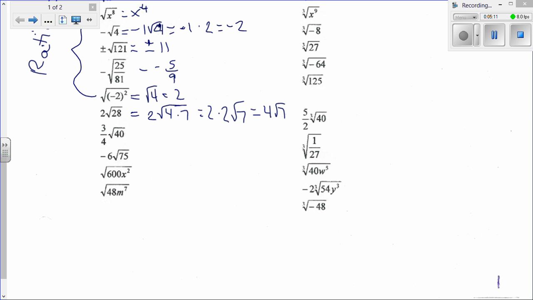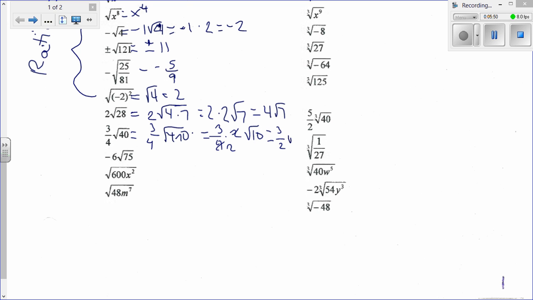For the next one, I have 3/4 times radical 40. 3/4 stays out in front, and I break down 40 into 4 times 10. After I do that, I keep my 3/4 out in front, times 2 times radical 10. The 4 cancels with the 2, so I'm left with 3/2 radical 10.